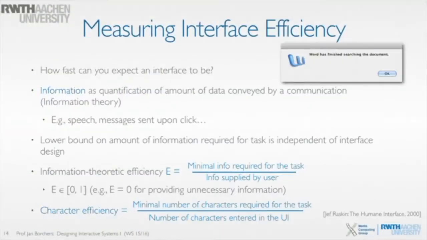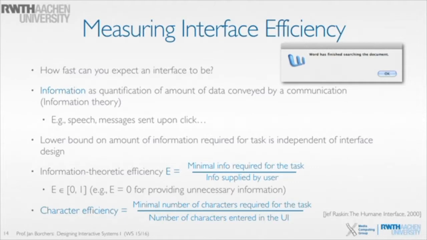I was promising you that we are going to find the lower bar of how fast you could possibly get with this interface. And for that, we need to understand a concept called interface efficiency. We know that we can quantify information as the amount of data conveyed by a communication. That's information theory. You've all heard about Shannon's law and stuff like this.